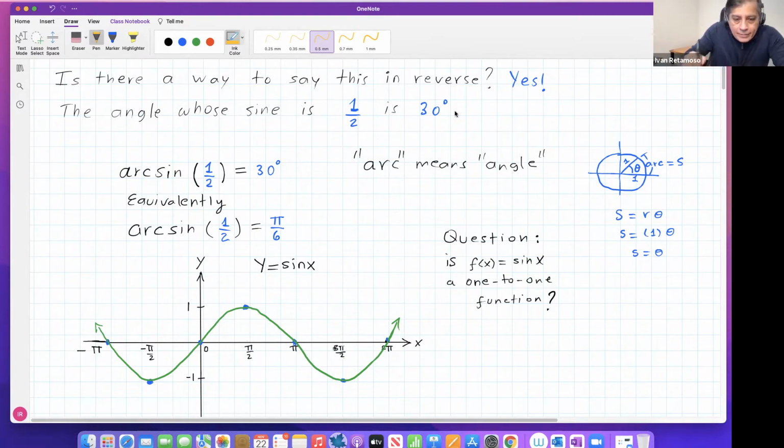No, it's not one-to-one, right? Because if we draw horizontal lines, notice, look, 2 points of intersection, 2 points of intersection. It's not one-to-one as a whole.